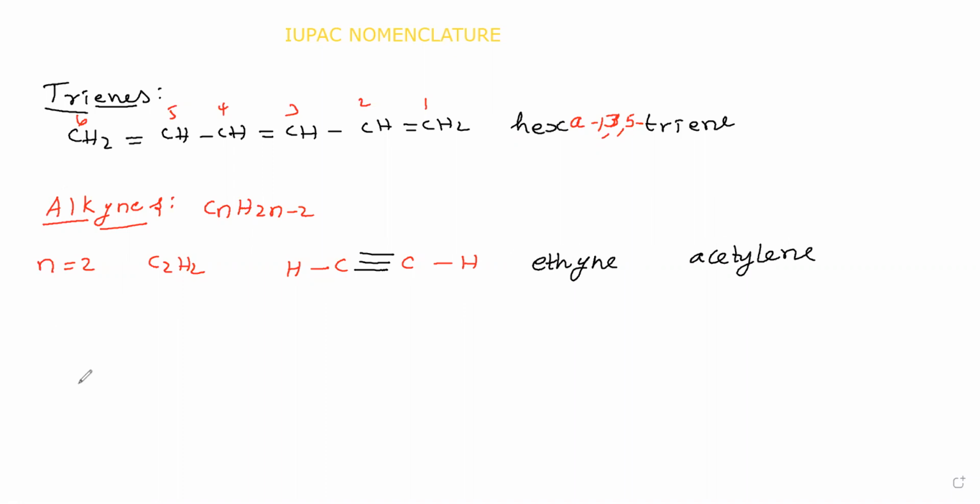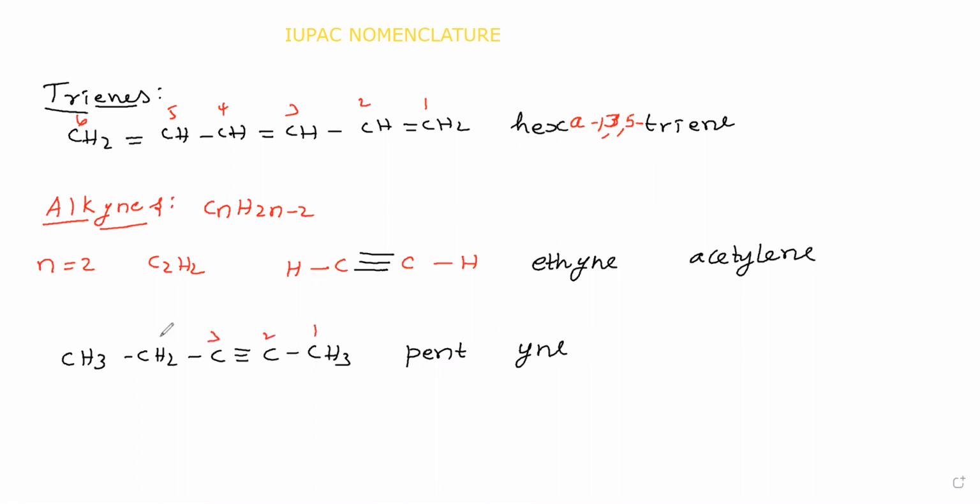Now we will take one compound, that is CH3, CH2, C triple bond C, CH3. What is the name of this compound? We will see. Here parent chain contains 5 carbon atoms, therefore pent we can say, and triple bond comes under primary suffix, therefore yne. This triple bond position we have to say, for which we have to give numbering.